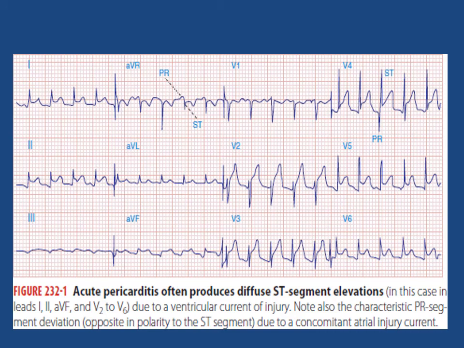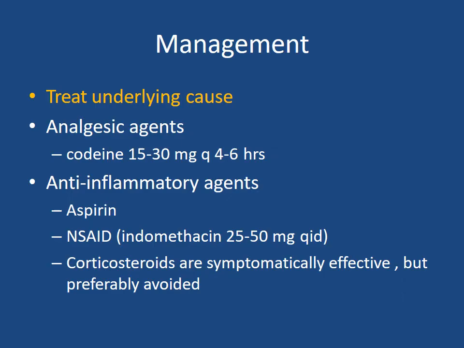This ECG shows a typical ECG of acute pericarditis with diffuse ST segment elevation. These ST segment elevations are typically concave upward. The management of acute pericarditis includes treating the underlying cause, and in order to relieve the symptoms, we need an analgesic agent like codeine, and anti-inflammatory agents like aspirin and NSAIDs. Corticosteroids are symptomatically effective but preferably avoided.